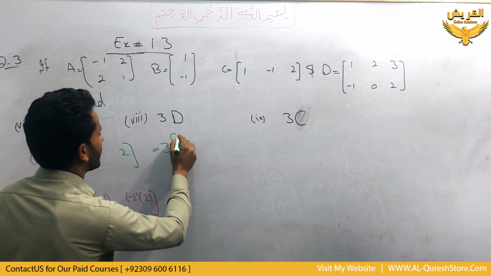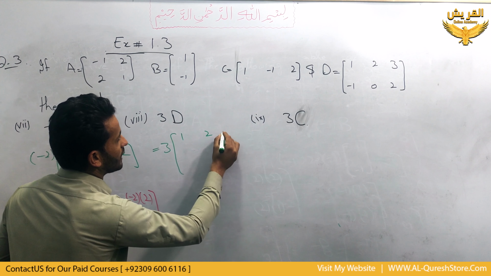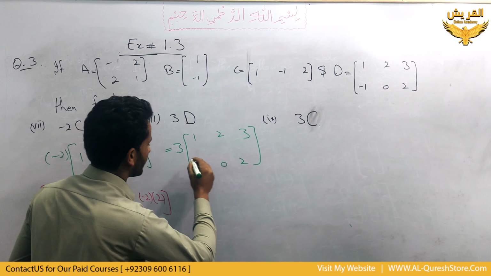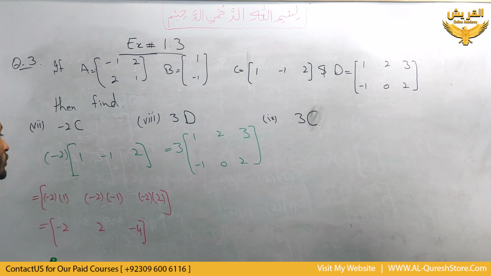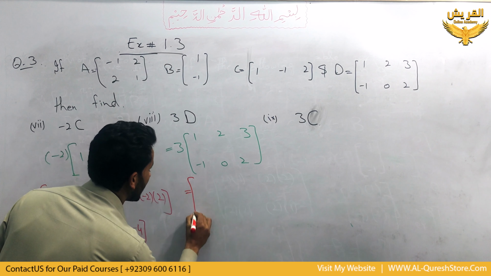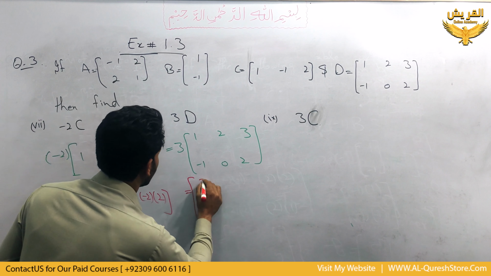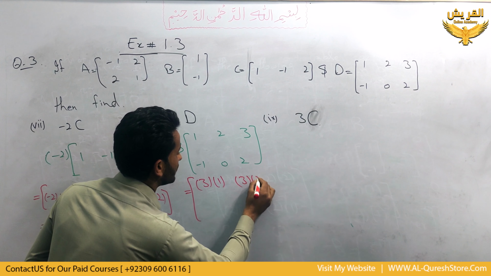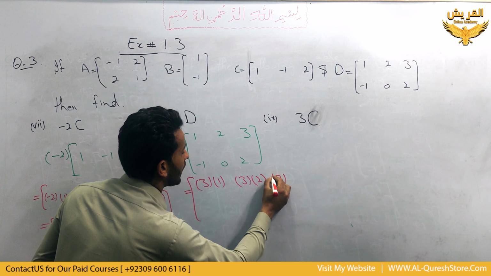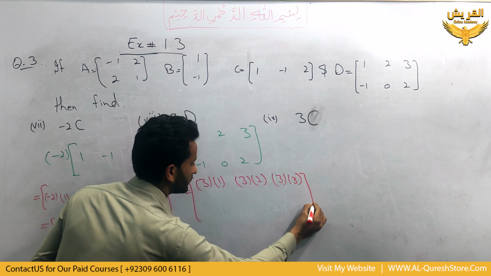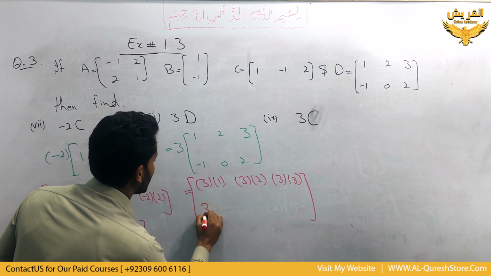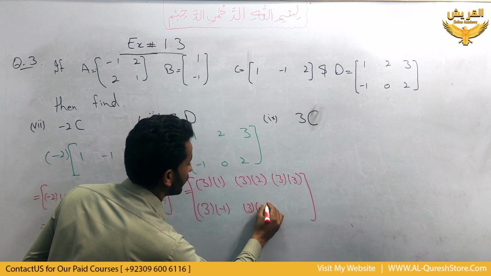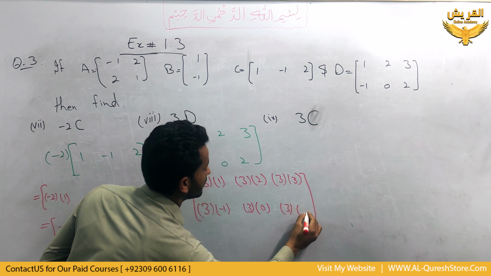For the next one, 8, we multiply 3, a scalar number, with a matrix B. It multiplies with the matrix 1, 2, 3, minus 1, 0 and 2. For this multiplication, we multiply 3 with each element of matrix B. 3 multiplied with 1, 3 multiplied with 2 and 3 multiplied with 3. 3 multiplied with minus 1, next 3 multiplied with 0 and 3 multiplied with 2.